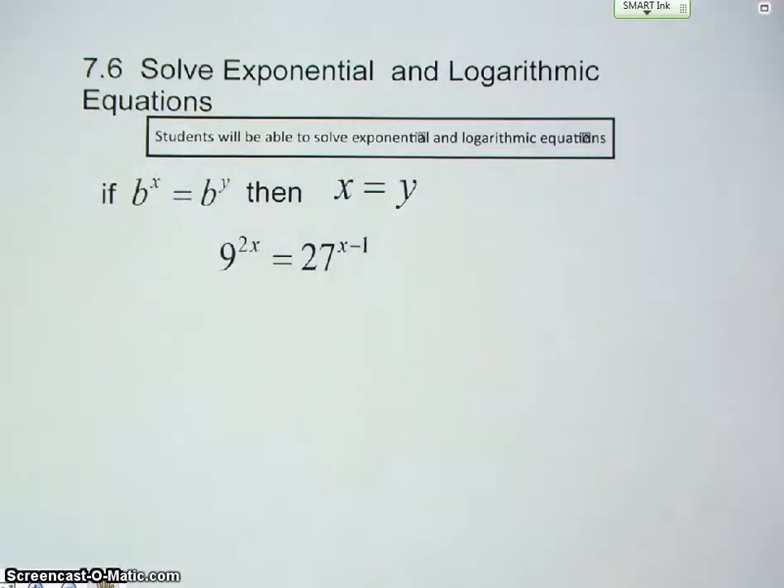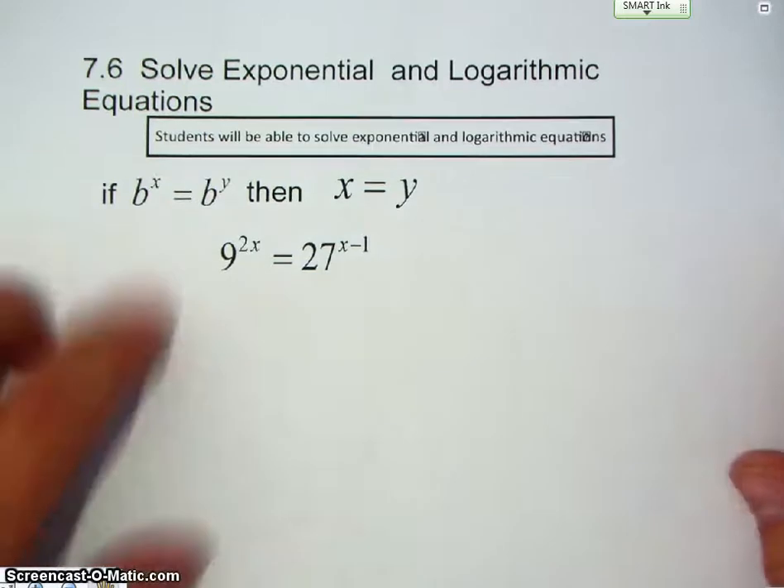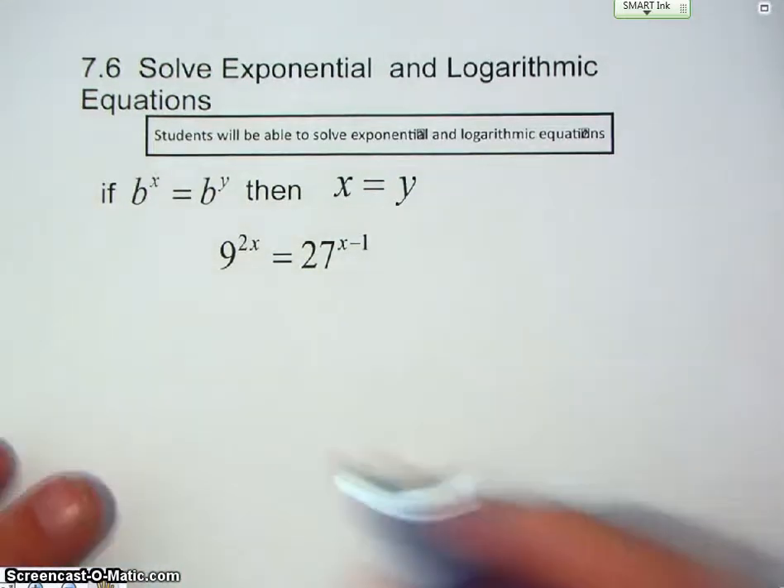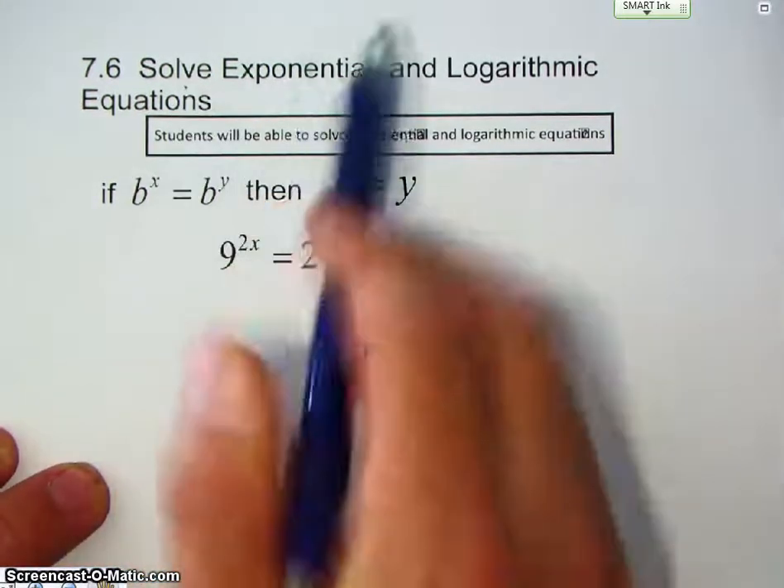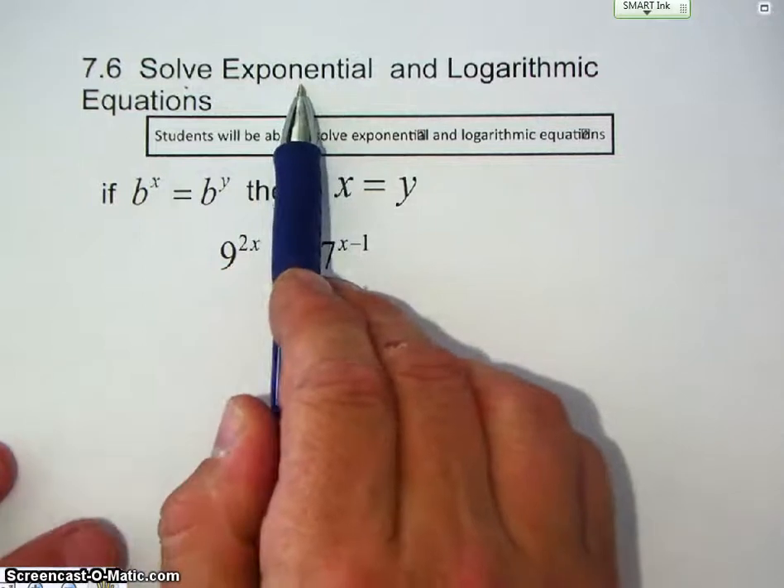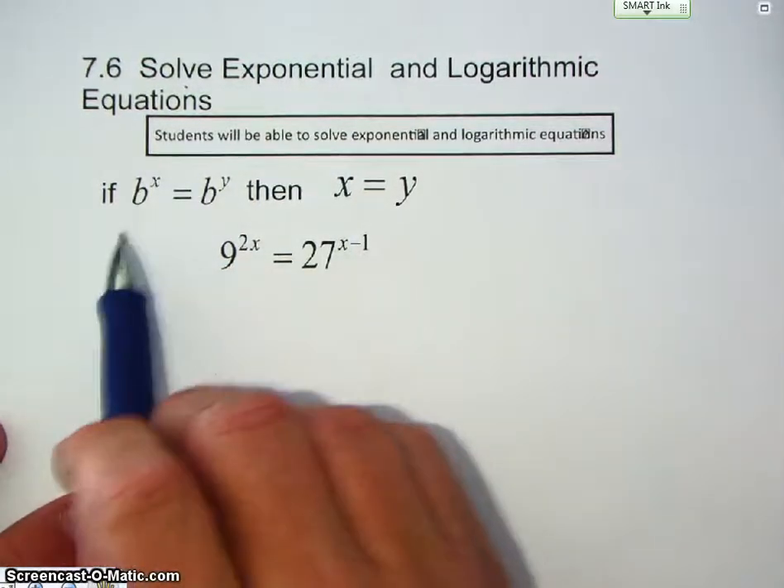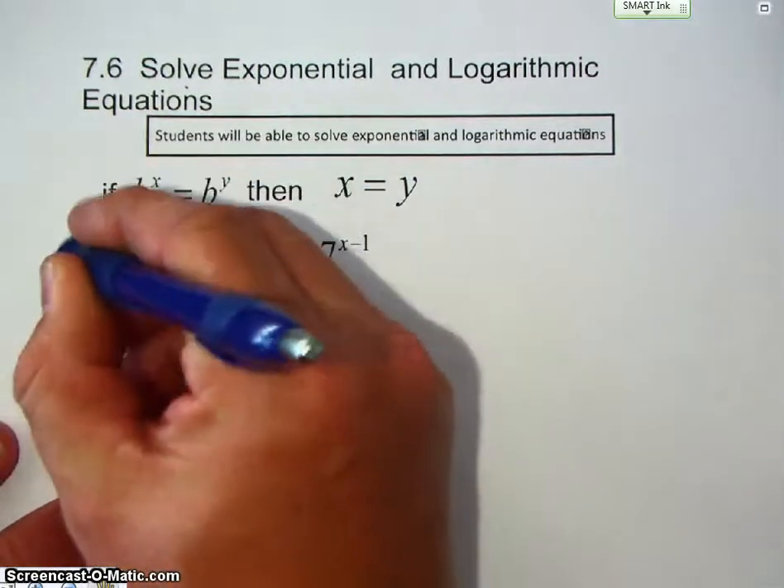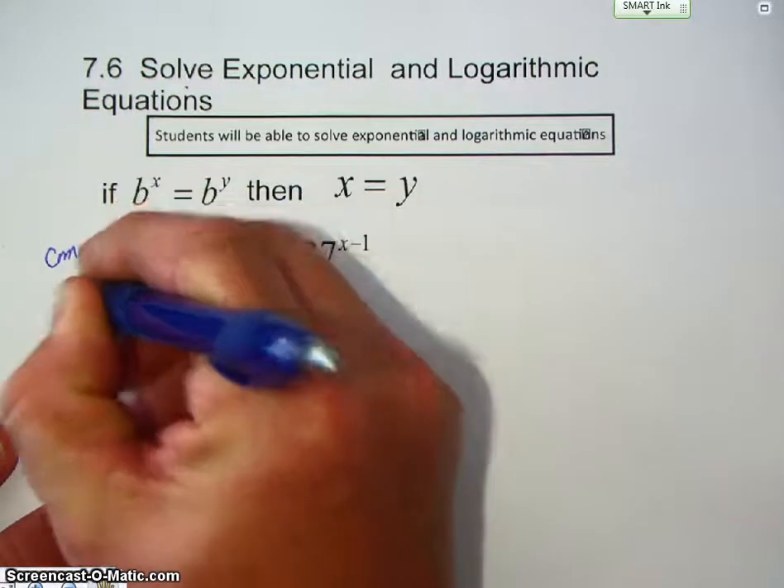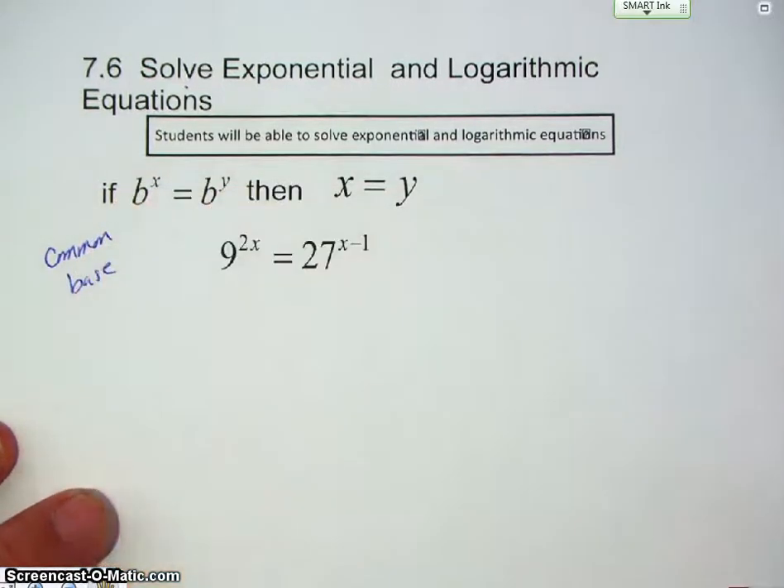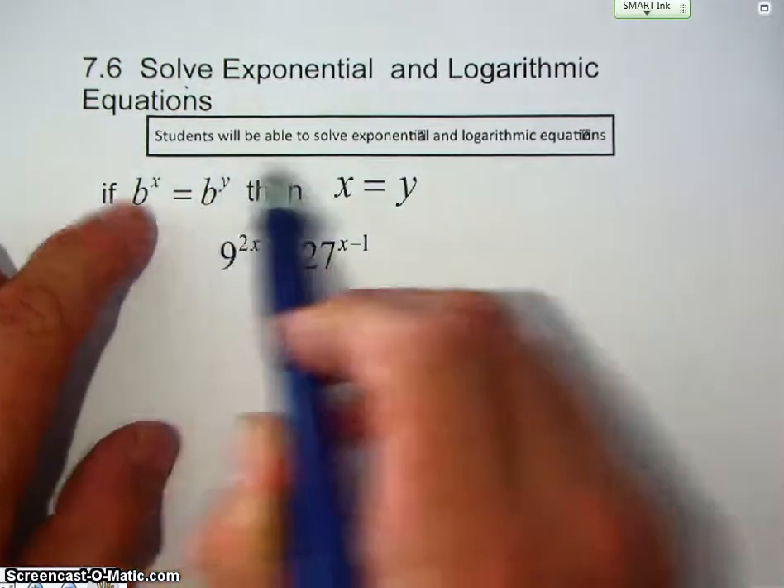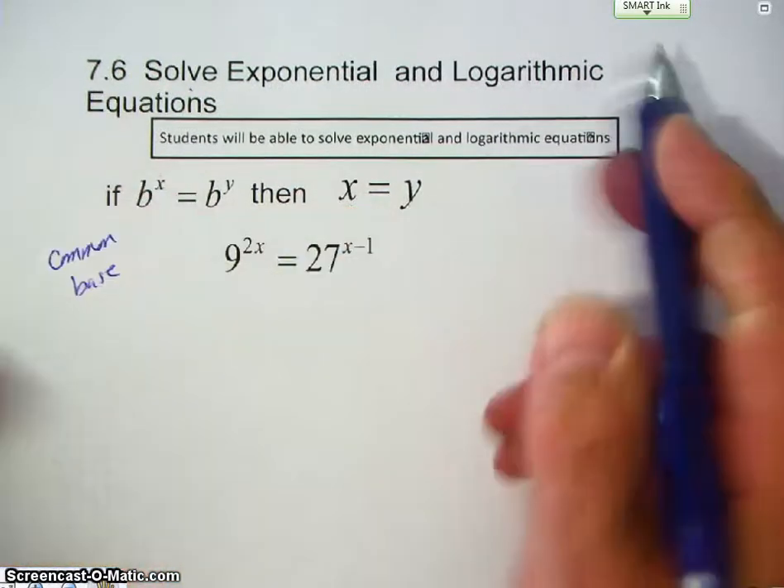All right, one thing you just need to know is this. There's two ways of solving exponential and logarithmic equations, and this is one way, called getting a common base. In other words, trying to get both bases to be the same. If the bases are the same, that means you can just set the exponents equal and then solve.